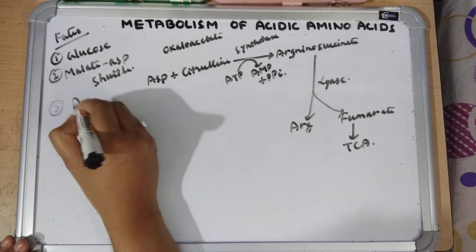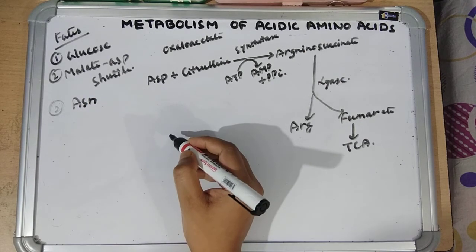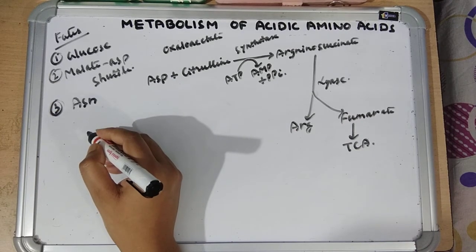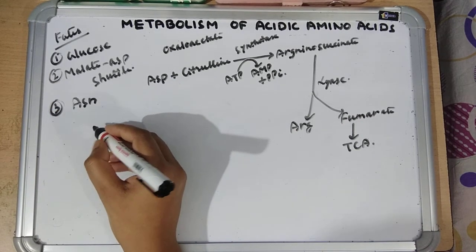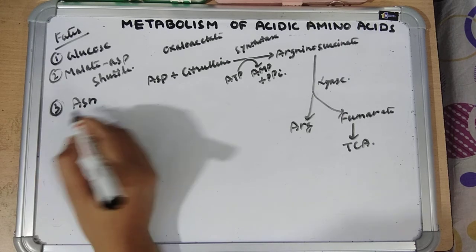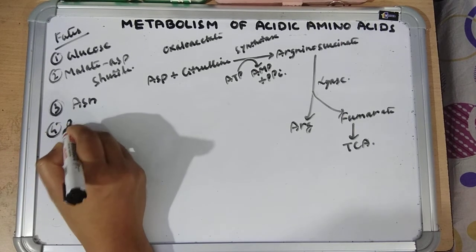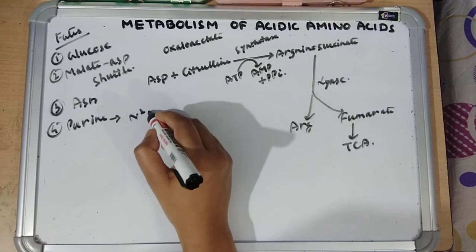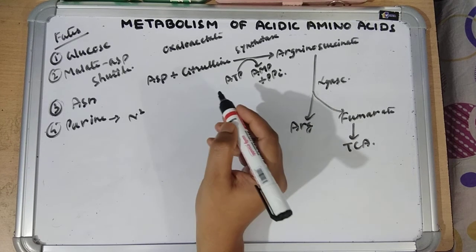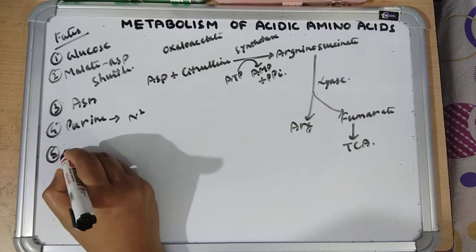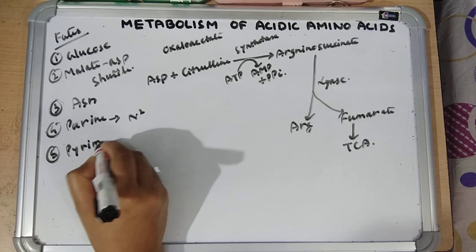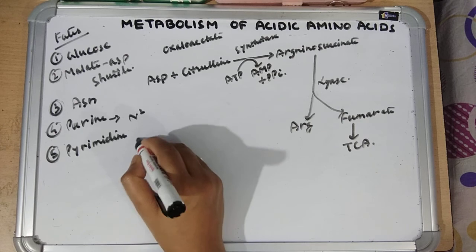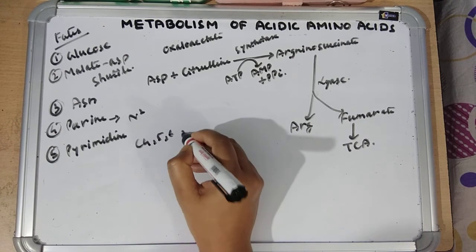Next is synthesis of asparagine. This has already been discussed. By asparagine synthetase, asparagine can be synthesized from aspartate, and the amide group donor is glutamine. Number 4 is synthesis of purine. The N1 of purine is contributed by the amino nitrogen of aspartate. Number 5 is pyrimidine synthesis. All the atoms of aspartate contribute the C4, 5, 6 and N1 of pyrimidine.